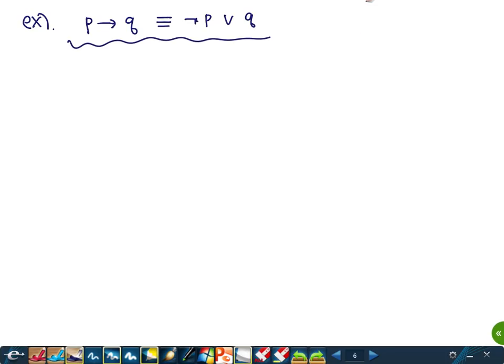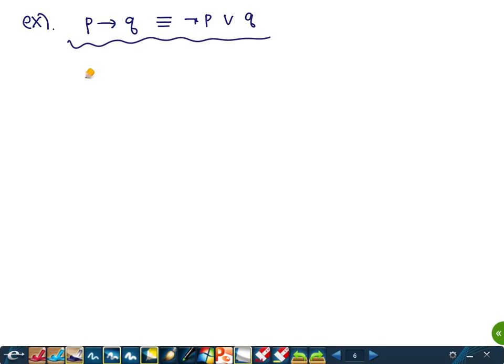If you don't believe me, write the truth table. Because this is false only when is this false? This is false if both are false, because it's an or. It's false if and only if this is false and this is false. That means P is true and Q is false. So this is exactly the same as this.